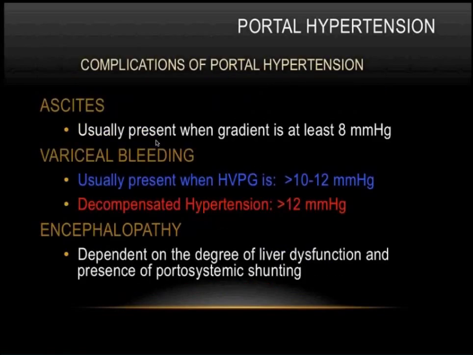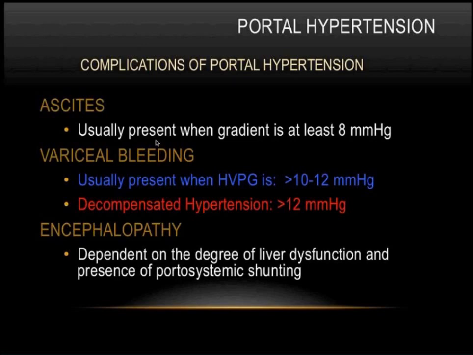So which are the complications? What are we going to see the patient for? They're going to come through the door or be referred, and it's going to say, I have a 65-year-old male with recurrent and refractory ascites. Or the patient presented with a variceal bleed or encephalopathy. When the patient presents with ascites, usually the gradient is at least 8. So if a patient comes to you and says, I have this fluid buildup in my belly, you know the gradient is going to be at least 8. So it's going to be portal hypertension for sure.